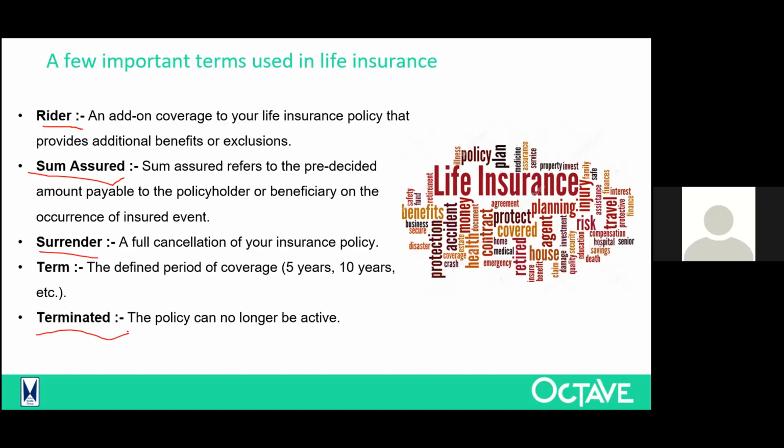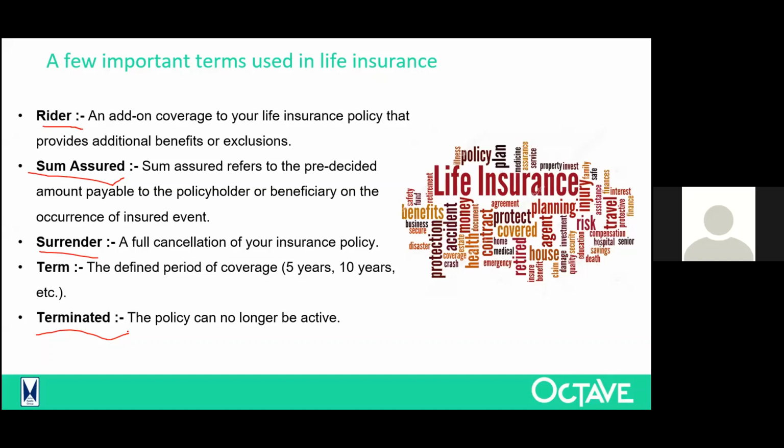Because surrender says a full cancellation of your insurance policy. Terminated says the policy can no longer be active, and you wonder why you're saying that it's two different things. It's actually two different things. What we mean by surrender is the customer is willingly stopping the policy. The customer says, okay, look, I don't want to pay this anymore. I can't pay this anymore due to some reason. I want to stop this. So the customer surrenders, and then we put the policy as a surrendered policy.